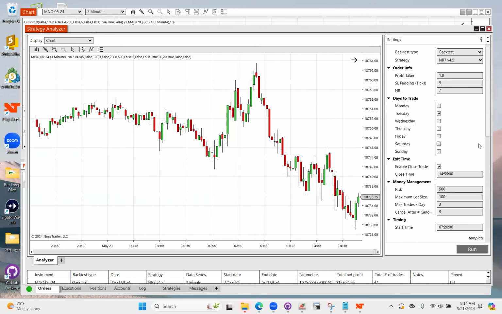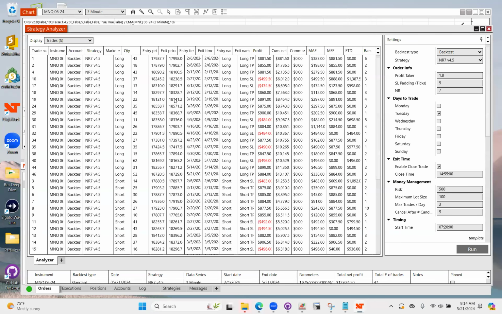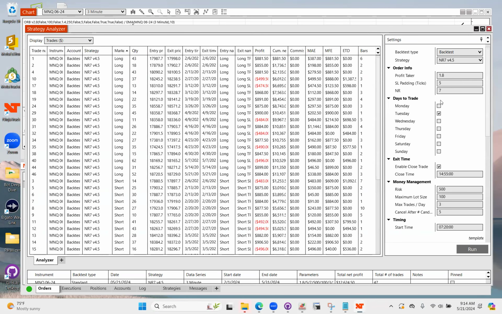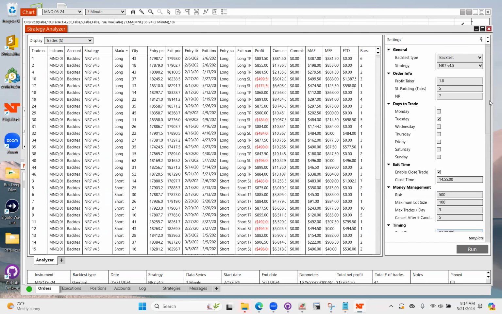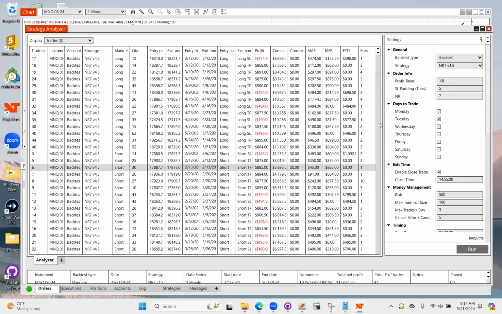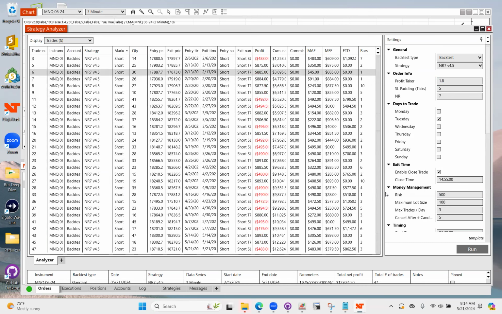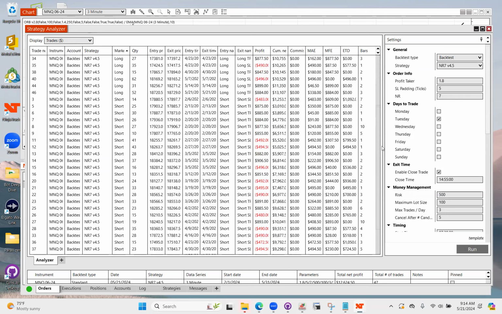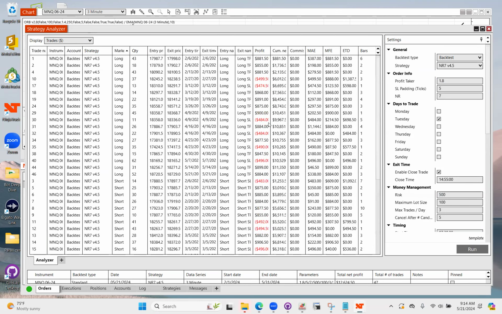So in this case, I have it just running on Tuesdays only to look at the trades themselves, and let that load. You'll see that I have this set up to run 1.8 R for the profit taker, $500 of risk. So basically, looking for about $900 or so in wins, $900 wins, and then basically a $500 or less loss. And you'll see that I don't have any anomalies set up here.